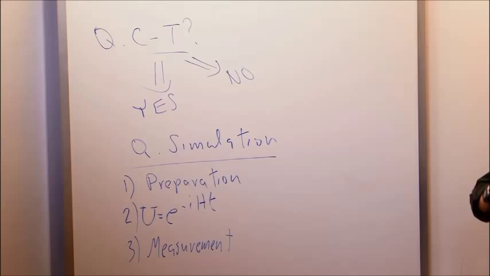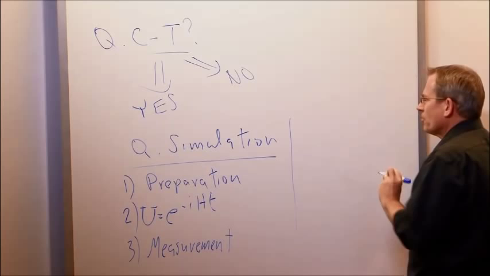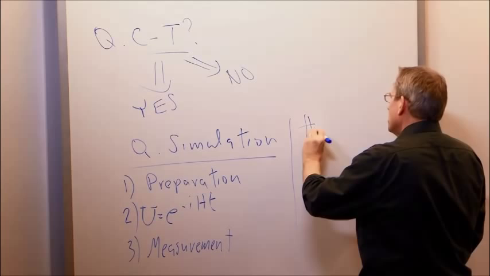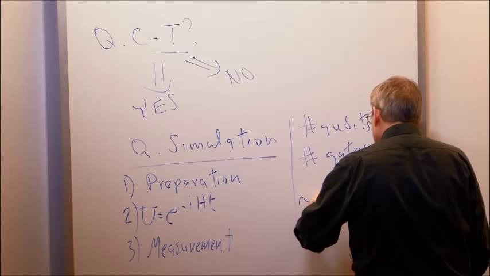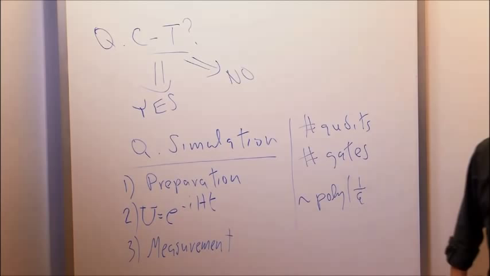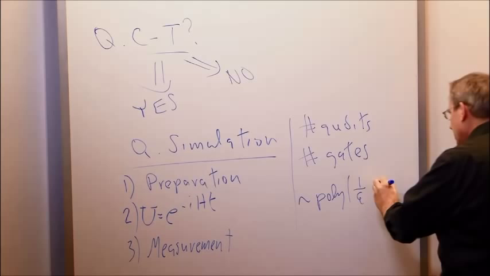So what I mean by resources, of course, are essentially space and time. We're interested in the number of qubits we need to do the simulation, and the number of gates. And we hope they will scale polynomially with 1 over epsilon, where epsilon is some measure of the error. And things like the particle number.